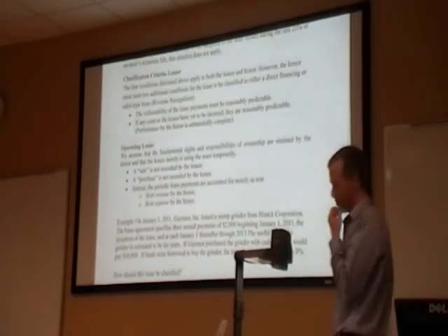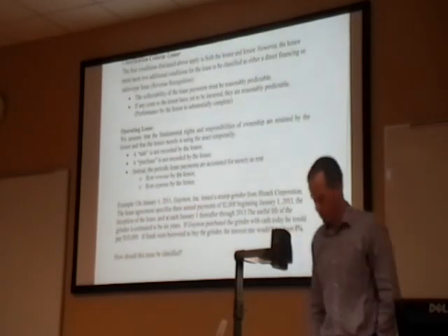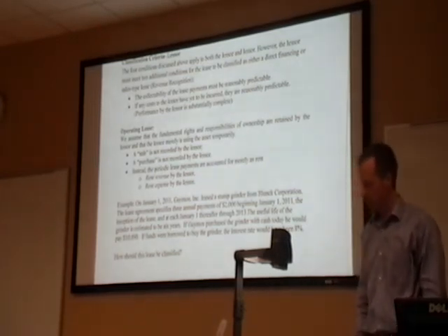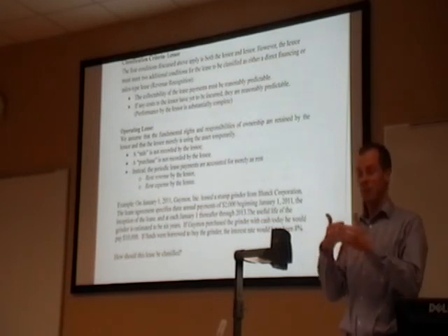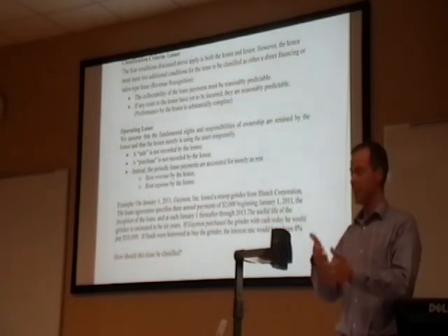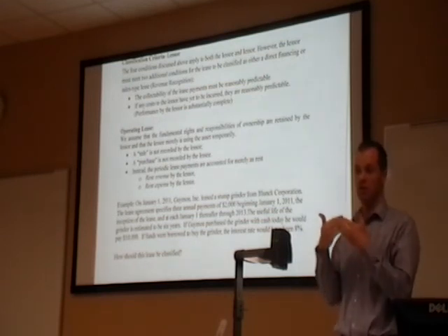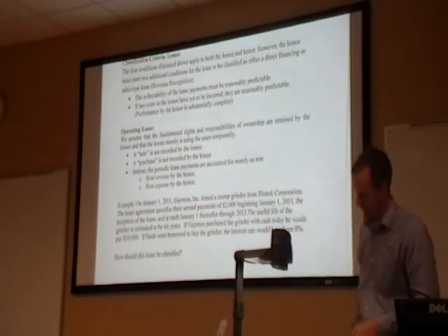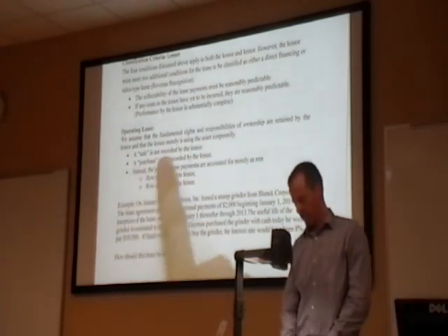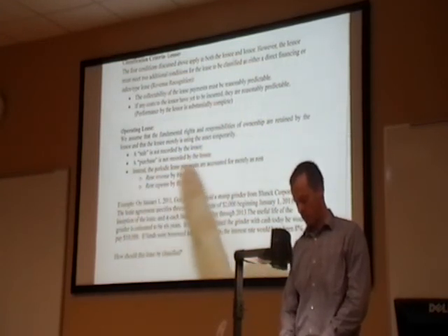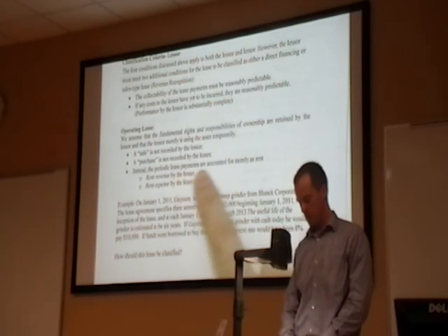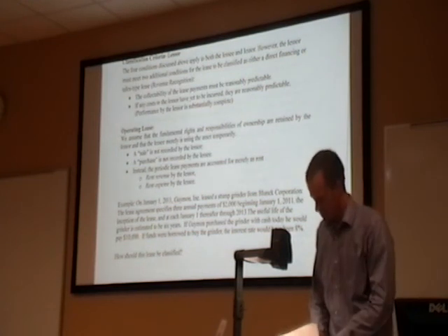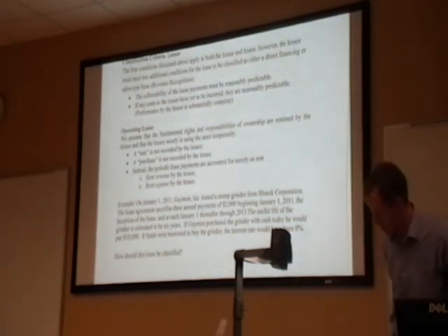All right, now we're going to talk about an operating lease and do an example of it. We assume that the fundamental rights and responsibilities of ownership are retained by the lessor and that the lessee merely is using the asset temporarily. In other words, the risks and rewards associated with the asset have not transferred. So this is an operating lease. So none of those 4 things were true. Therefore, this is an operating lease. So a sale is not recorded by the lessor. A purchase is not recorded by the lessee. Instead, the periodic lease payments are accounted for merely as rent. Lessor records rent revenue, and the lessee records rent expense.